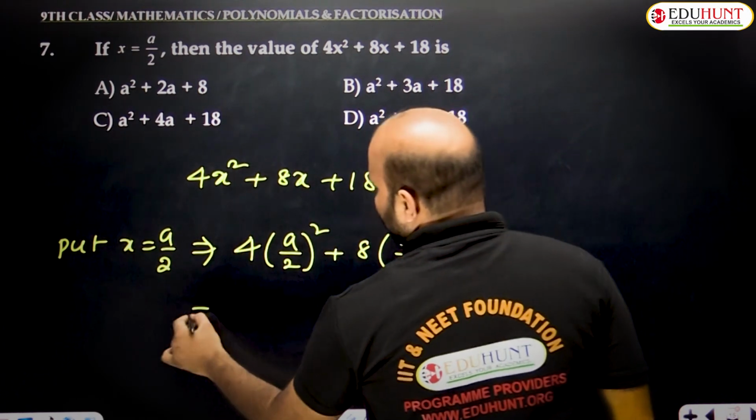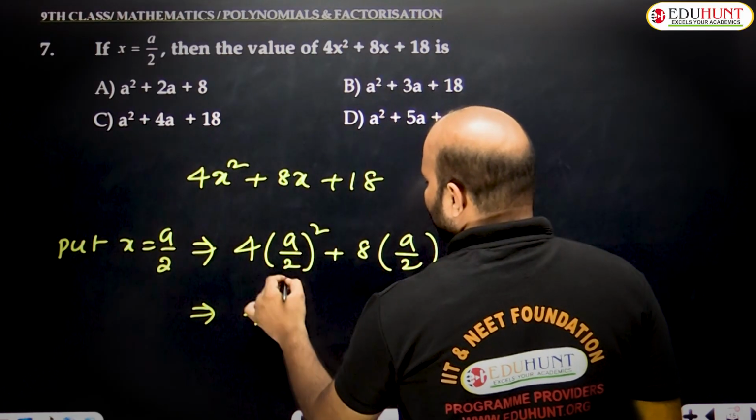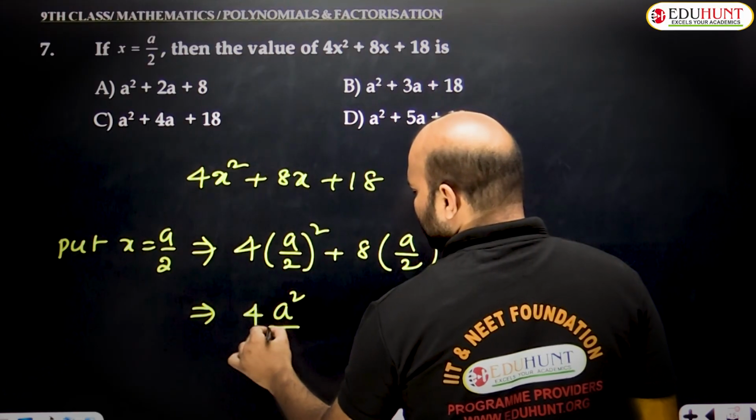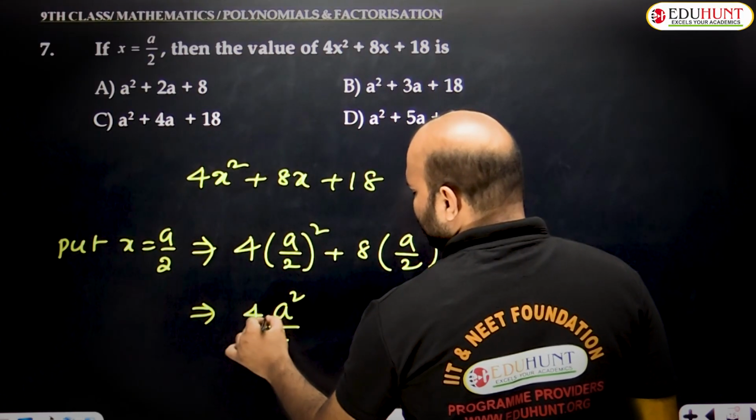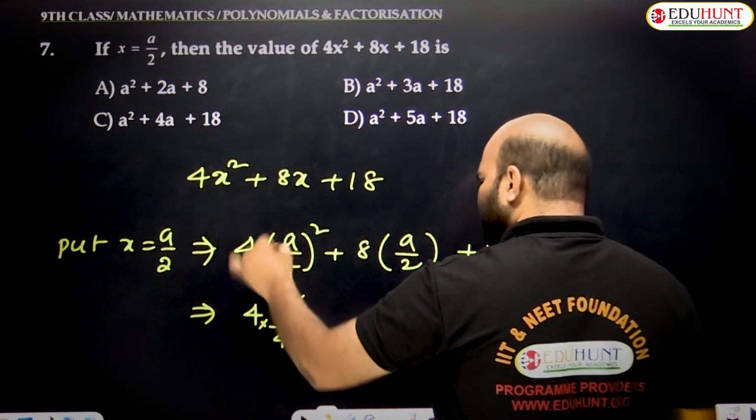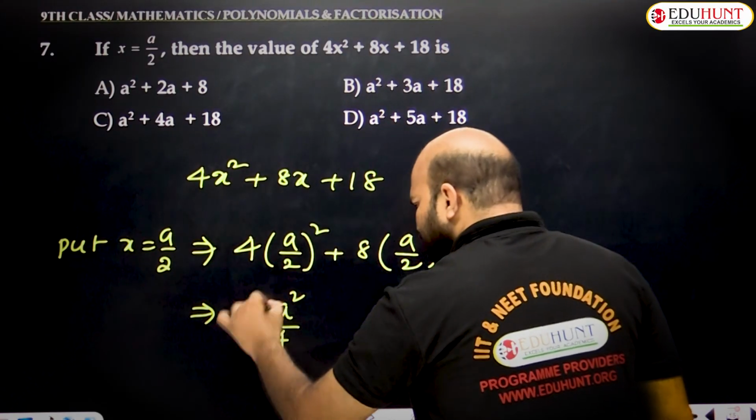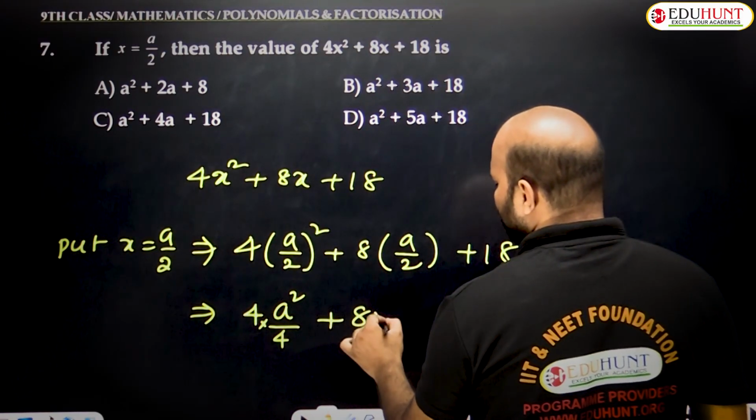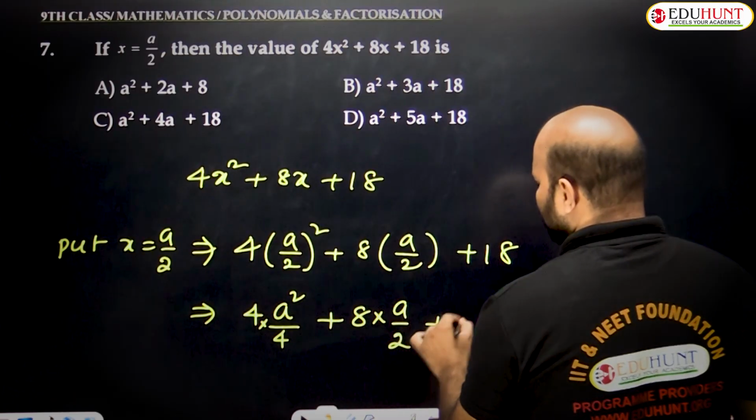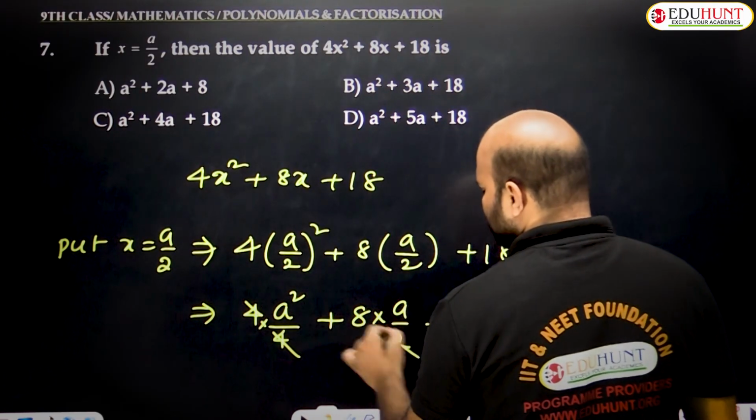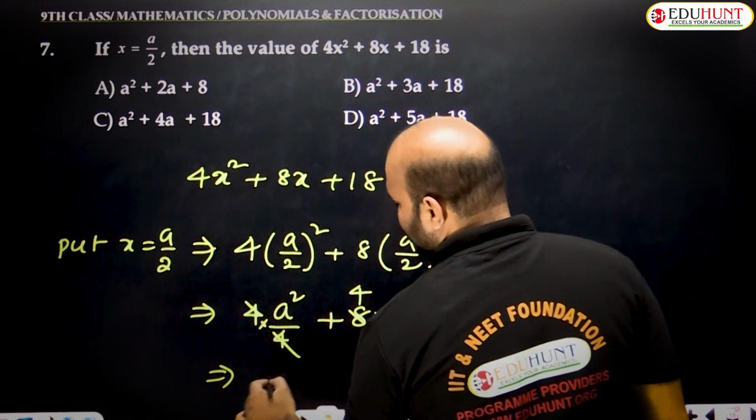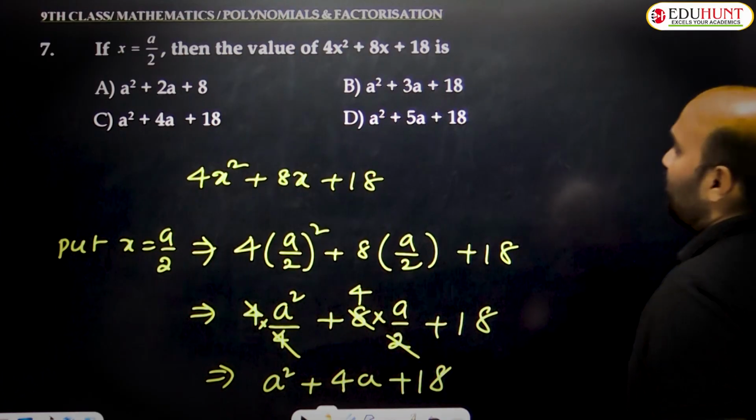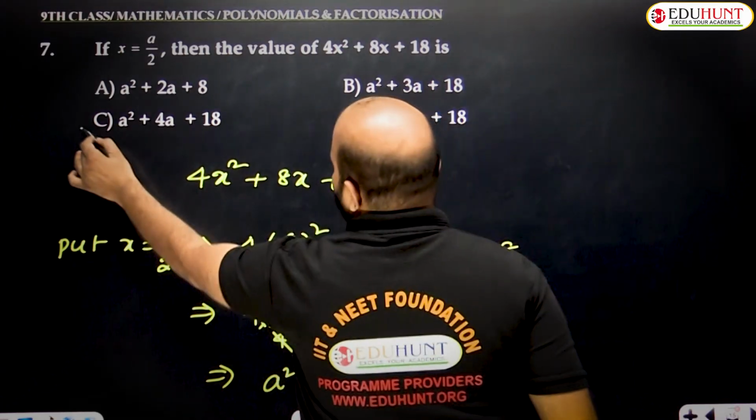Am I clear? So therefore it can be written as 4 into (a by 2) whole square, which is nothing but a square by 4. So 4 into a square by 4, plus 8 into a by 2, plus 18. The 4s cancel, and 2 ones are 2, 4s are 4. So what I am getting is a square plus 4a plus 18. This is the required answer. A square plus 4a plus 18, option C is the right answer.